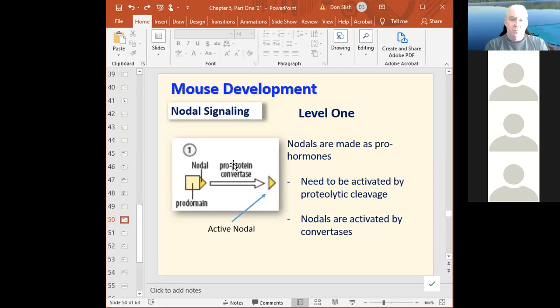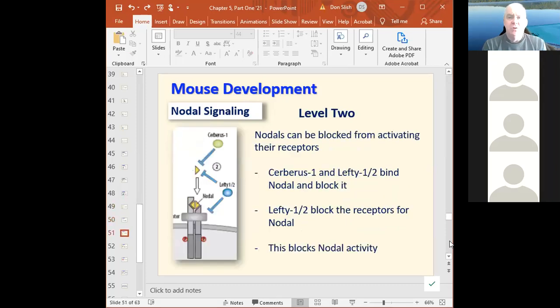So you've got a protease there called proprotein convertase that needs to be in the vicinity of the cells that are going to respond to it. So, you know, that's another level of control. Do these cells have the convertase or not? If they don't have the convertase, they won't respond to nodal. So that's level 1, actually activating the enzyme, the hormone itself.